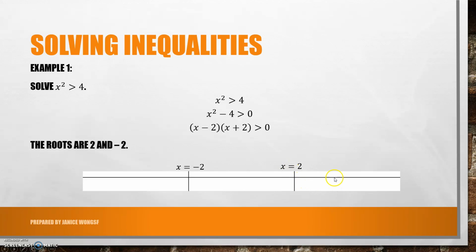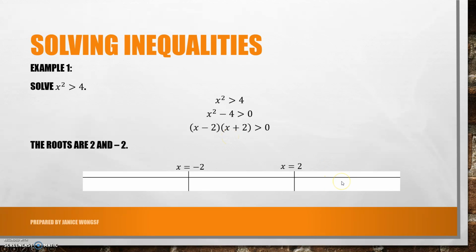Now you have to pick a number in this region. The number that you pick in this region must be more than 2. Imagine this line is a real number line, the x-axis. So you choose a value more than 2, say 3, to be substituted into this expression and see whether you get a positive or negative value.